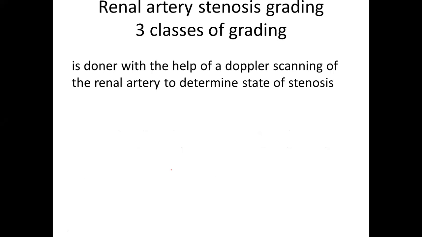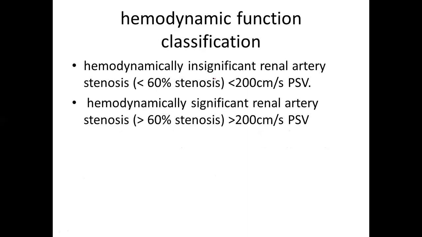Also, renal artery stenosis can be classified. There are three basic classifications that are used, and usually these are done with the help of Doppler scanning of the renal artery to determine the state of stenosis. So the renal arteries are used to determine whether there is stenosis or not. So the first grading is the hemodynamic function classification. This is the one that us sonographers usually do.